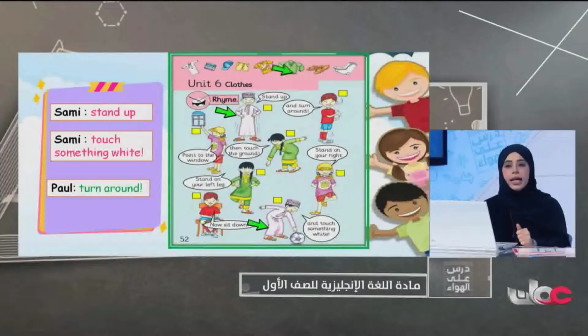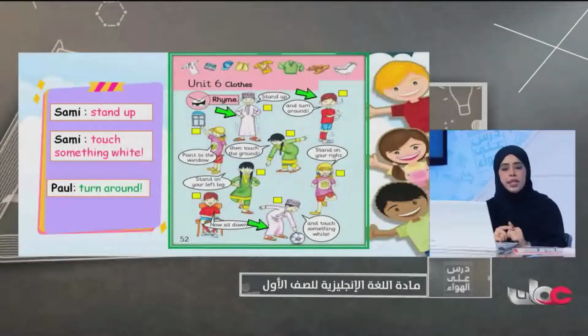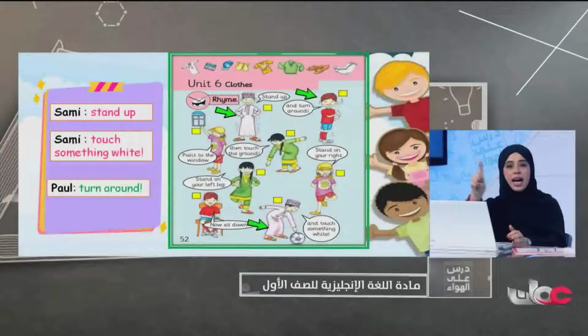Now let's see Paul. What is Paul doing? He is turning around. Turn around. Can you please turn around? I want you to turn around 3 times. Can you please do that? Turn around. You can stop now. Very good, students. So Paul in that picture is turning around.